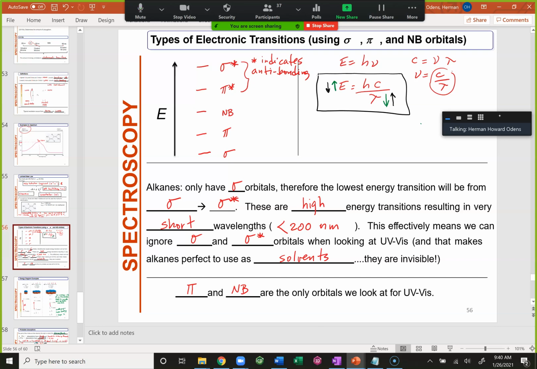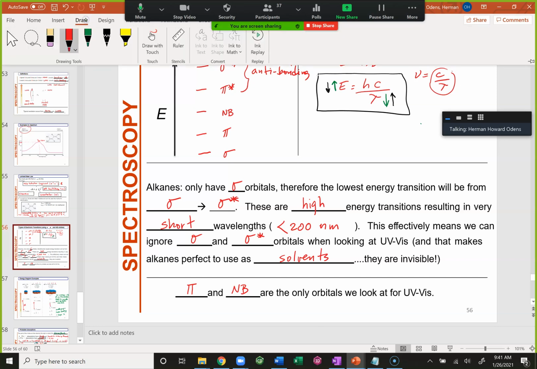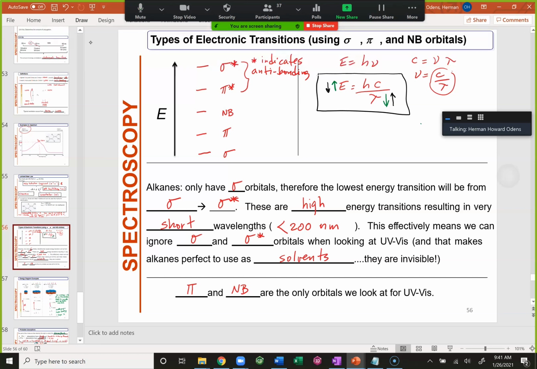So the types of electronic transitions you can see in chemistry are sigma to sigma star, pi to pi star, and non-bonding to pi star. All right. So in other words, you can jump from here to here. That's sigma to sigma star. You can do pi to pi star, or you can do non-bonding to pi star. Those are the 3 types of electronic transitions that you will find.